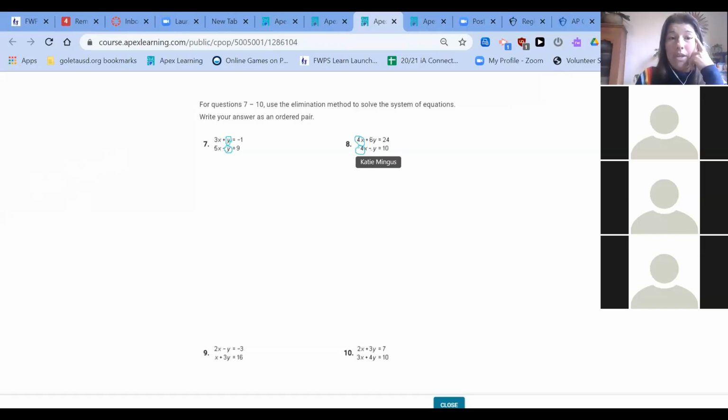Anybody have a thought? Otherwise, I can pick. Number 9 looks the scariest. Number 9 looks the scariest to Katie. Malachi or Joseph, do you guys have a preference? Number 7 looks scary, very scary. Yikes. Okay, we better do number 7 then. If we have time at the end, we can do 9 together.